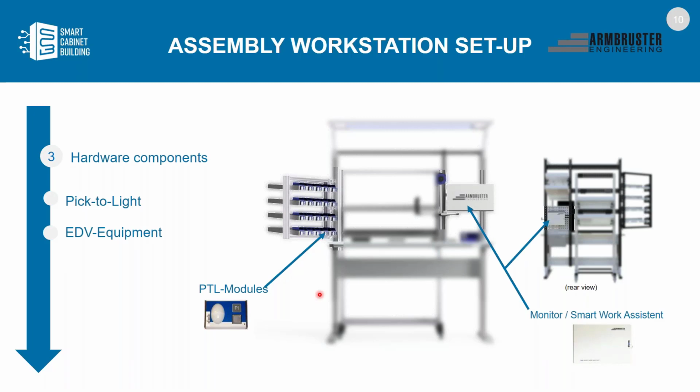The second one is the computer equipment for worker guidance or maybe for document display, as we have with the Elim system. First of all, I would need a monitor in the employee's field of vision, and of course also a station PC, such as our smart work assistant.